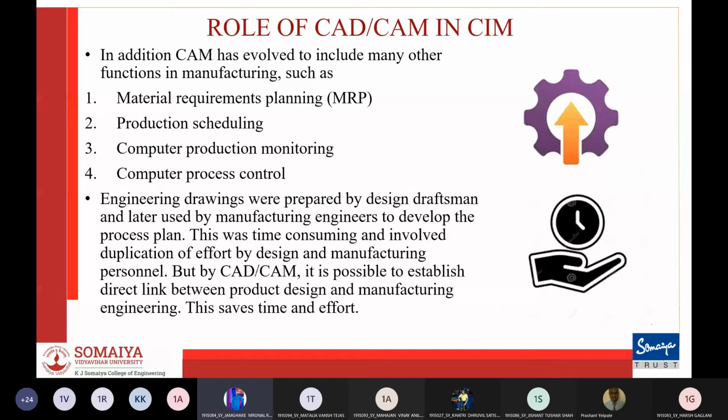When we talk about before the CAD/CAM was invented, the engineering drawings were prepared by the draftsman. Later, these drawings were given to the manufacturing engineers to develop a process plan. Now, this was a lot of time consuming, but when CAD/CAM was invented, we can do both the things at a time. This saves a lot of time. This is another advantage of CAD/CAM. Now I call my friend Neeraj to explain.